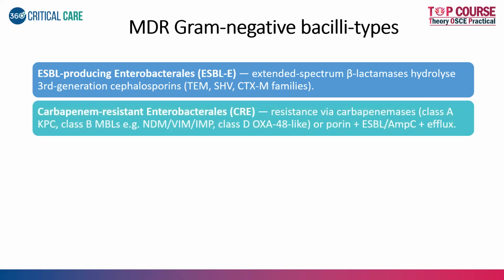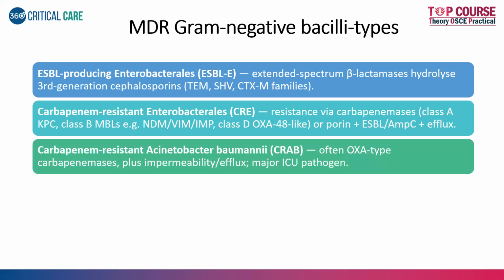The second one is your CREs, the carbapenem resistant Enterobacterales, because of production of carbapenemases. Again, they can range from class A to class B, except class C. Sometimes they can be a mixture of ESBL and AmpC as well. So they all come under the category of CREs. Whenever a carbapenemase is present, they'll be categorized as carbapenemase producing organism or CRE, carbapenem resistant Enterobacterales.